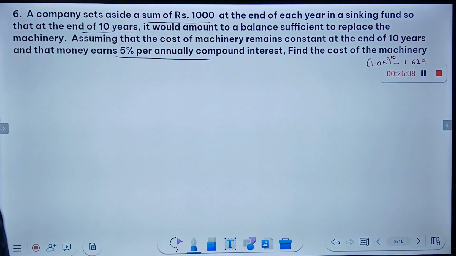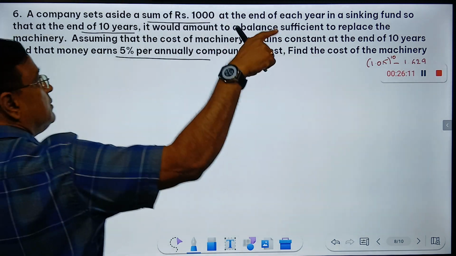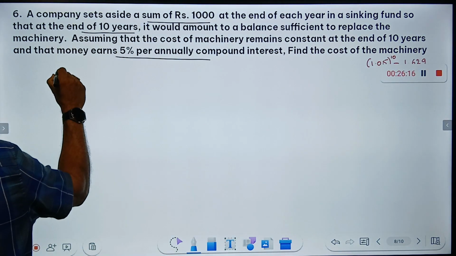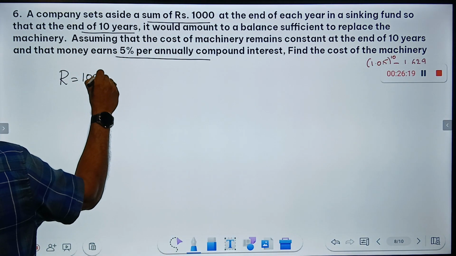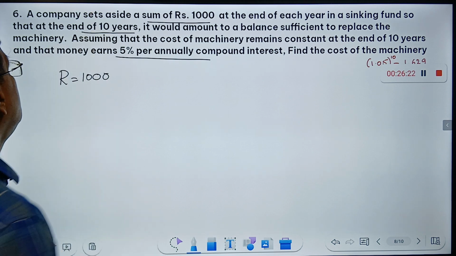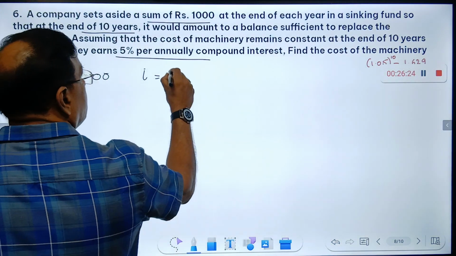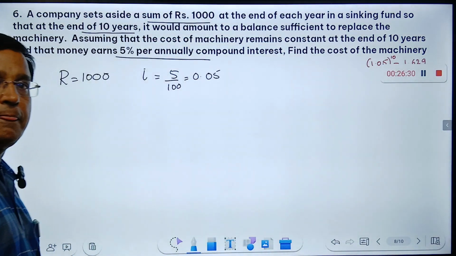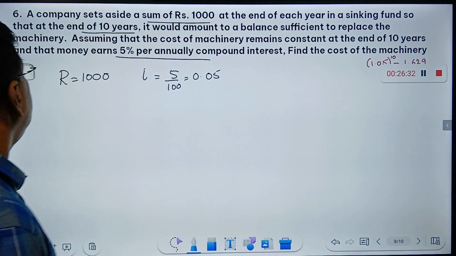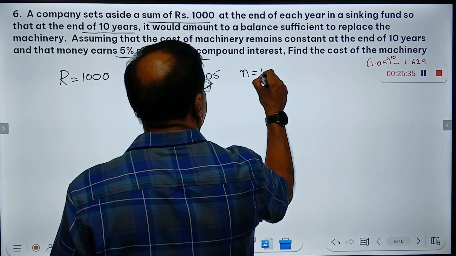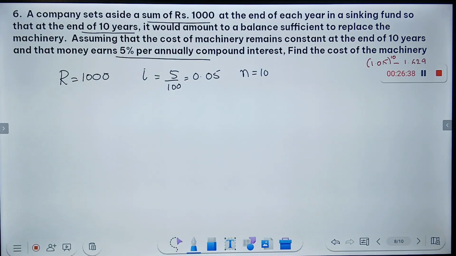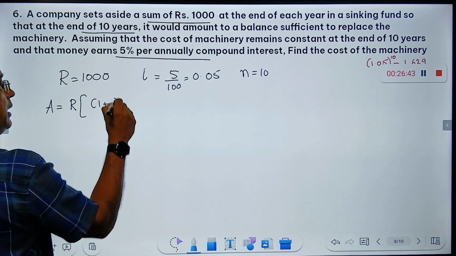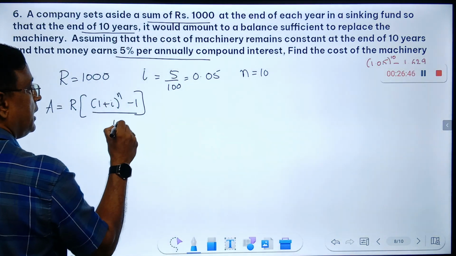This is a reverse. Now here, at the end of every period, I pay 1000. So A is not given, but here R is given. R is 1000. And what is my interest? 5 by 100, which is 0.05. And finally, what is my number of years? Number of years is 10. Now I need to do the calculation. What is amount equal to? R into (1 plus i) power n minus 1, divided by i.